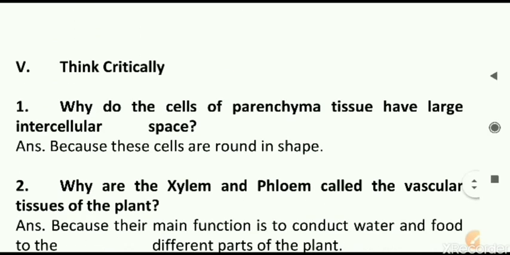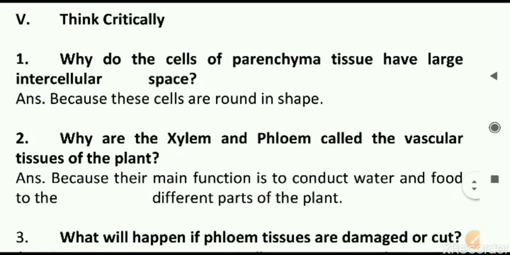Next, now think critically. This also you have to do in your notebook. Why do the cells of parenchyma have large intercellular space? The answer is simple: because these are round in shape. That is why they have space left in between them.